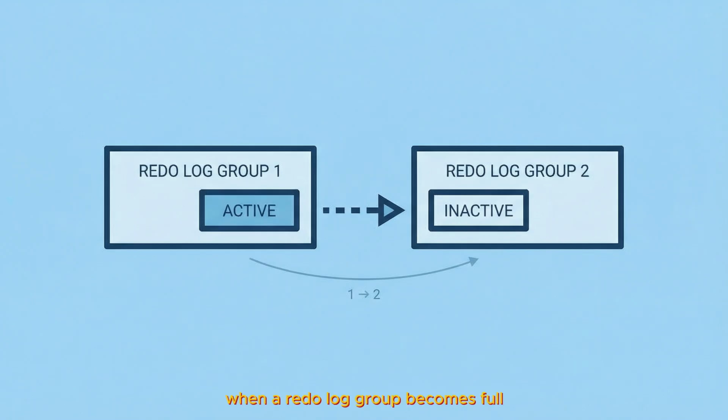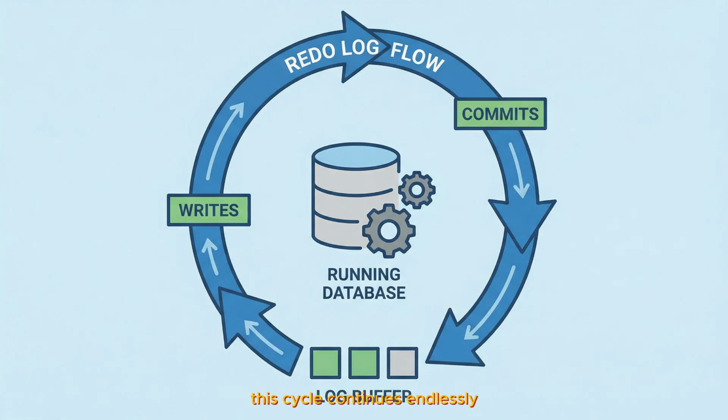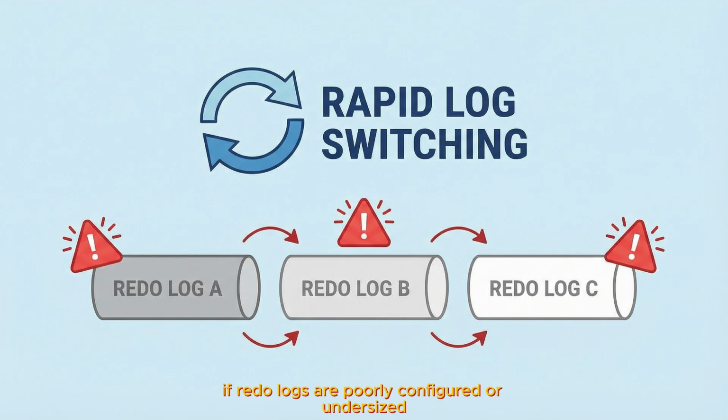When a redo log group becomes full, Oracle performs a log switch and starts writing to the next redo log group. If the database is running in archive log mode, the ARCn background processes copy the full redo log to an archive destination before the log group is reused. This cycle continues endlessly while the database is running. If redo logs are poorly configured or undersized, excessive log switching can occur, which negatively impacts performance and recovery operations.